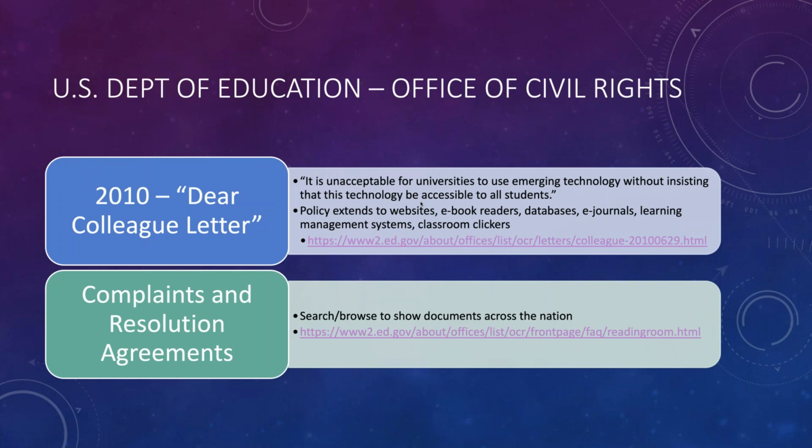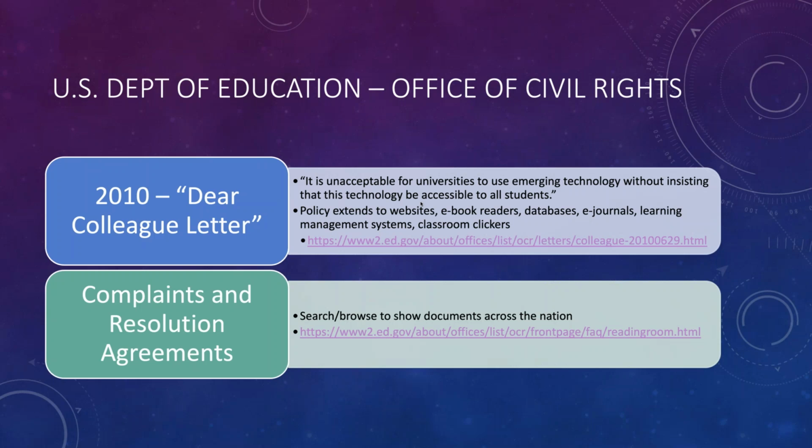It's known as a Dear Colleague letter. In that letter, it stated that it is unacceptable for universities to use emerging technology without insisting that this technology be accessible to all students. But it's broader than just universities, as we shall see in a moment. The policy also extends beyond websites to all kinds of technologies, including ebook readers, databases, journals, learning management systems, and so forth.